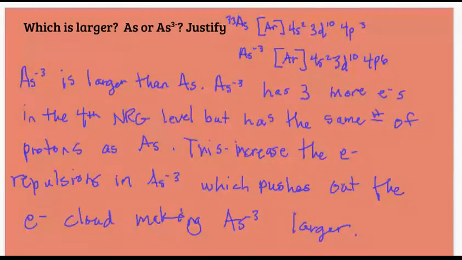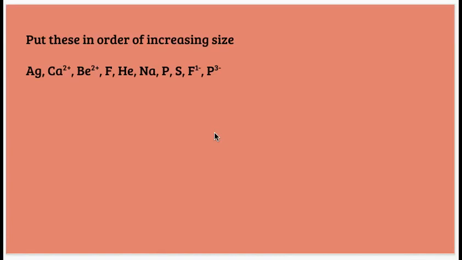All right, we have one more question to do. One of the questions I'm going to ask you to do is to arrange atoms and ions in order of increasing size. Now remember that the size depends more on the distance, which depends on the energy levels, than it does on the number of protons. So the first thing you need to do when you're trying to figure this out is figure out how many energy levels each thing has.